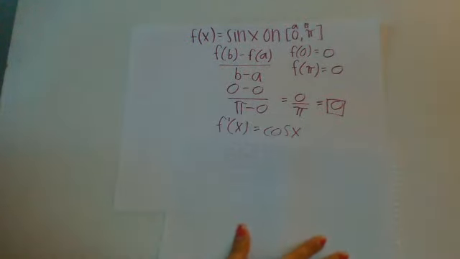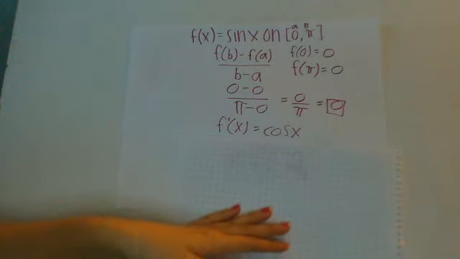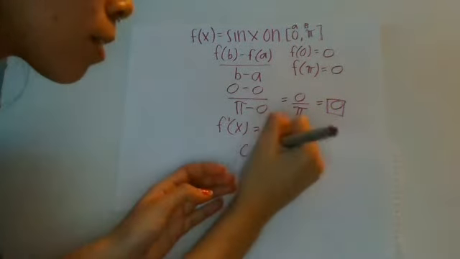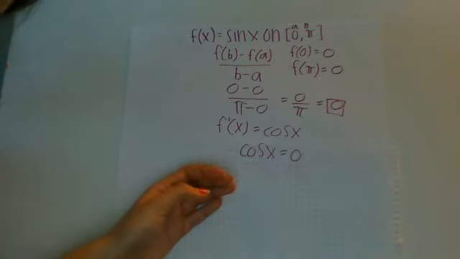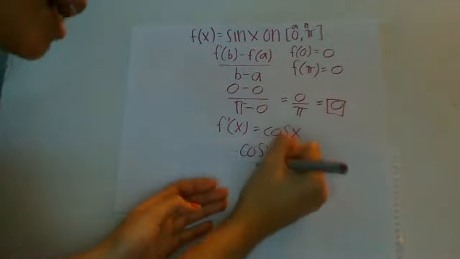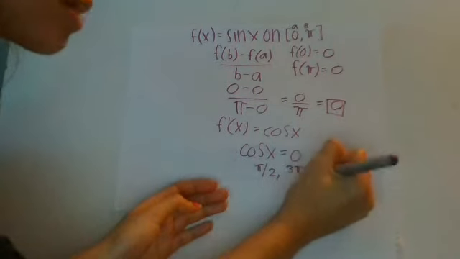So now you take the derivative of sine of x, and it should come out to be cos x. So now what we're going to do is set cos x equal to 0, and we have to find where cosine of x equals 0, so that should be at pi over 2 and 3 pi over 2.